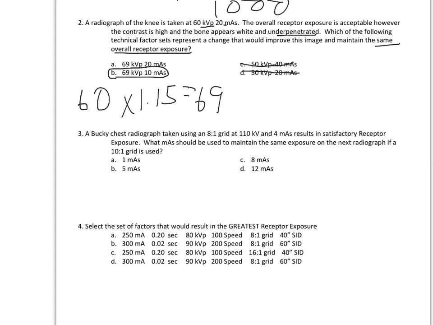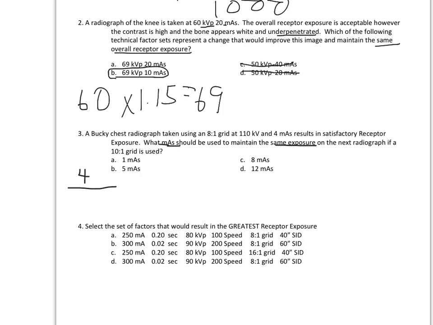The next one says a Bucky chest radiograph was taken using an 8:1 grid at 110 kV and 4 mAs, results in satisfactory receptor exposure. What mAs should be used to maintain the same exposure on the next radiograph if a 10:1 grid is used? So if you remember our large formula or fraction for receptor exposure, in the numerator we only need to use the things that are in the problem, and 4 mAs would be in the numerator on one side because this is the one exposure, and we're not going to worry about the kV because it's not going to be what we're asked for. We're just using a change in mAs.